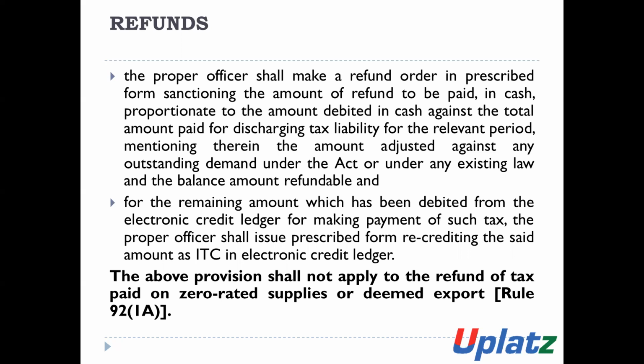That is, if there is any amount of tax which is required to be paid by the taxpayer, then he will first use the amount of such refund which is available in cash, and after that he will use the amount in the electronic credit ledger for the payment of such liability. The proper officer shall issue the prescribed form for recrediting the said amount as ITC in the electronic credit ledger.